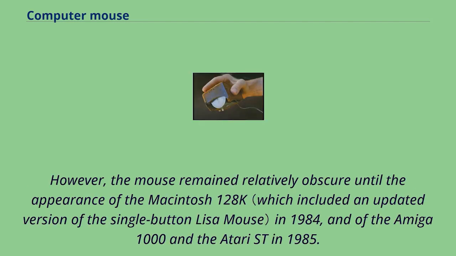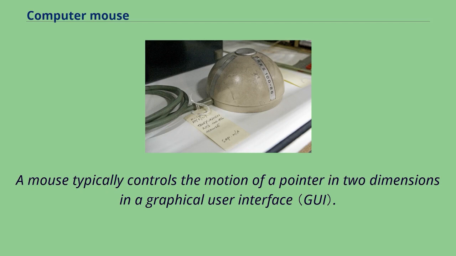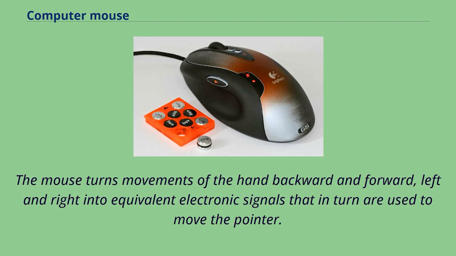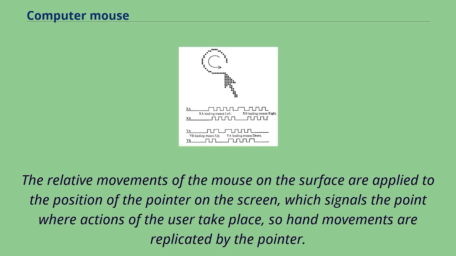However, the mouse remained relatively obscure until the appearance of the Macintosh 128K in 1984, and of the Amiga 1000 and the Atari ST in 1985. A mouse typically controls the motion of a pointer in 2 dimensions in a graphical user interface. The mouse turns movements of the hand backward and forward, left and right into equivalent electronic signals that in turn are used to move the pointer. The relative movements of the mouse on the surface are applied to the position of the pointer on the screen, which signals the point where actions of the user take place, so hand movements are replicated by the pointer.